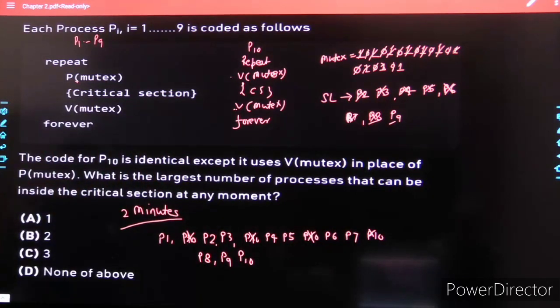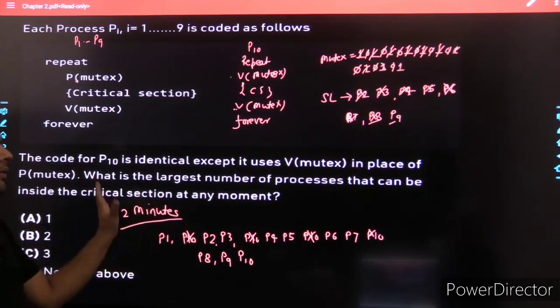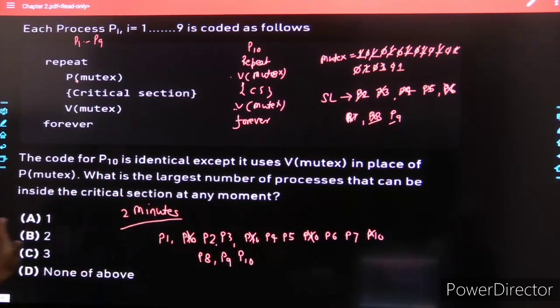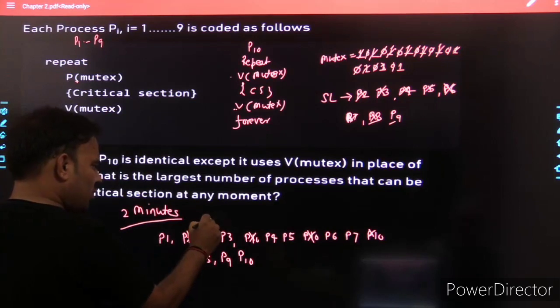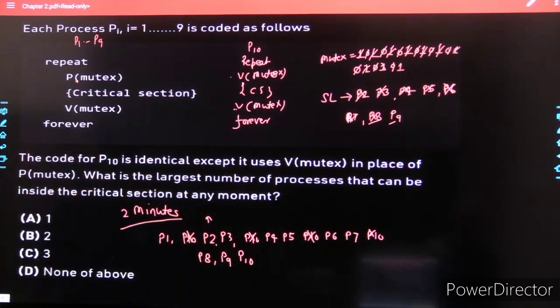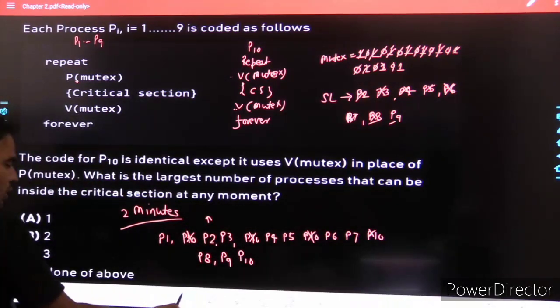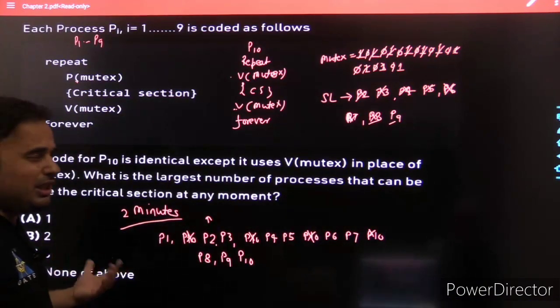So at this moment, clearly you can see all the processes P1 to P10 have entered the critical section. Now I hope you are able to understand. So this way you need to execute the code.